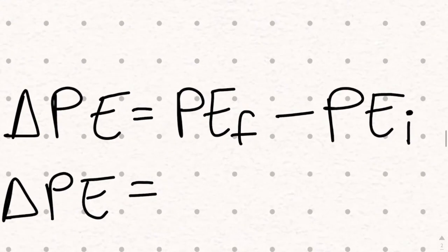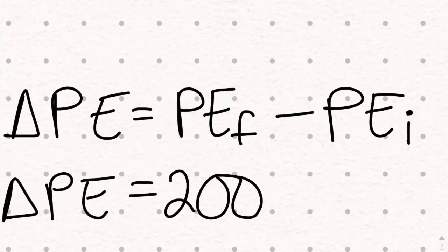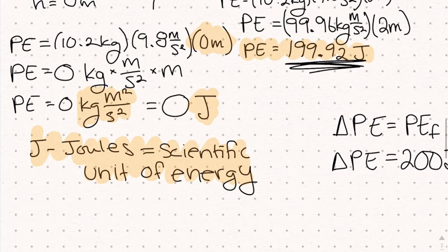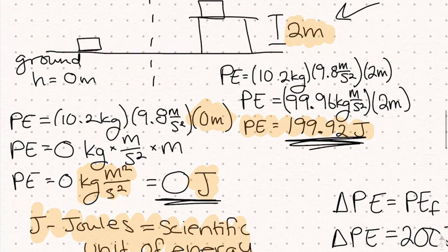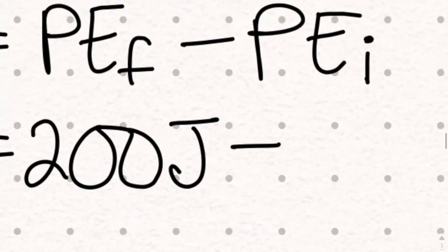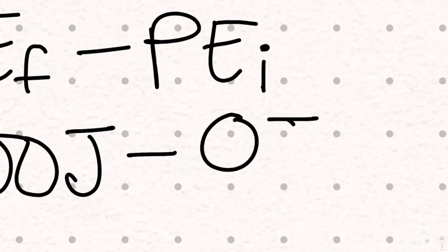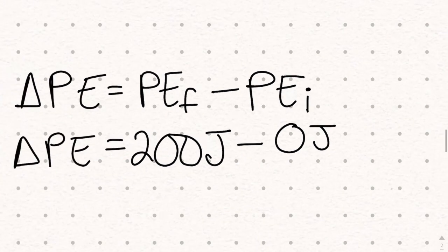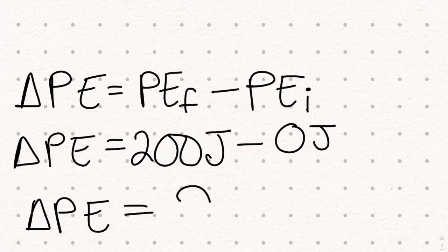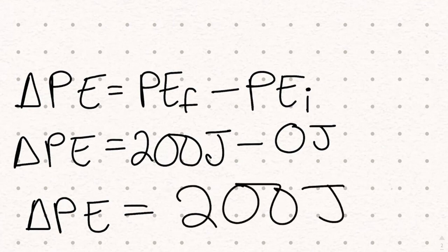I'm going to go ahead and round this to 200 joules. And then we want to subtract our initial potential energy, which is when the block was on the ground at a height of 0. And so that's going to be 0 joules. And so 200 minus 0, our change in potential energy is 200 joules.